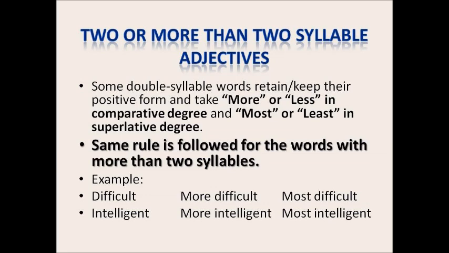As we have said before, some double syllable words retain or keep their positive form and take more or less in the comparative degree and most or least in the superlative degree, and the same rule is followed for words with more than two syllables. For example, difficult, more difficult, most difficult; intelligent, more intelligent, most intelligent.